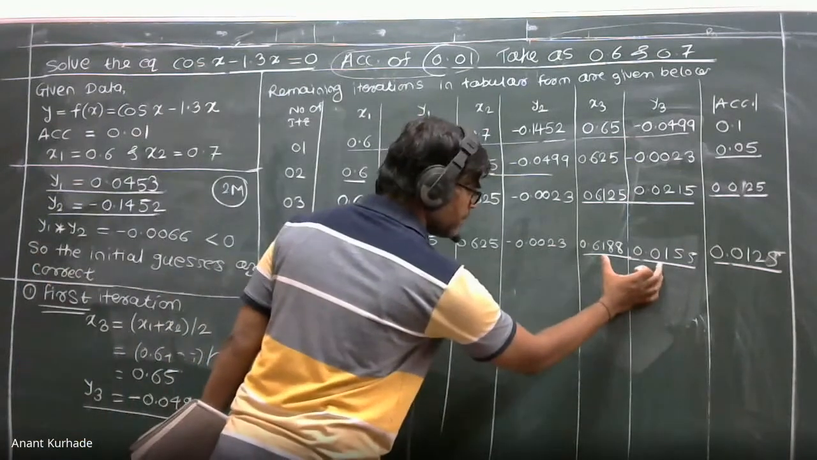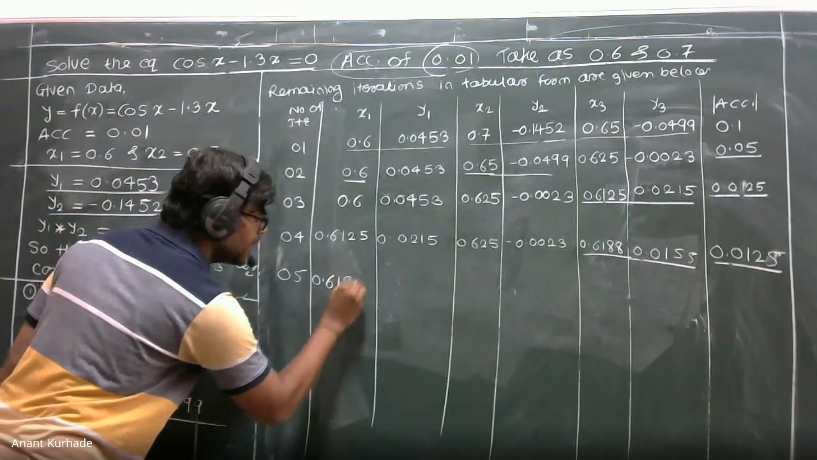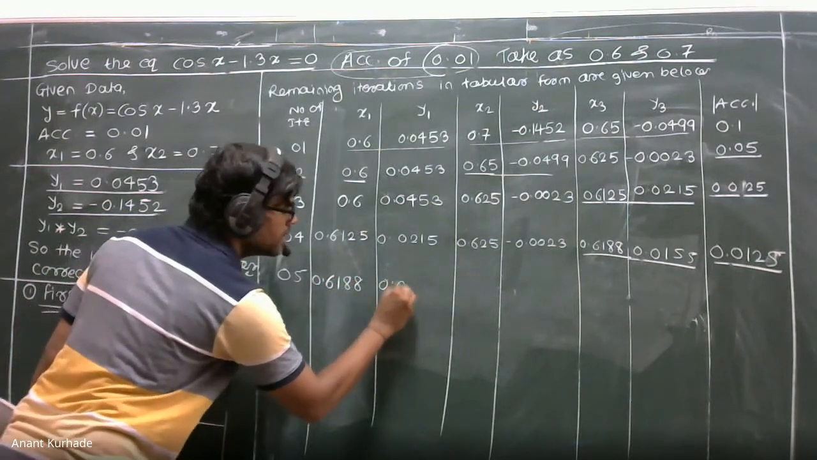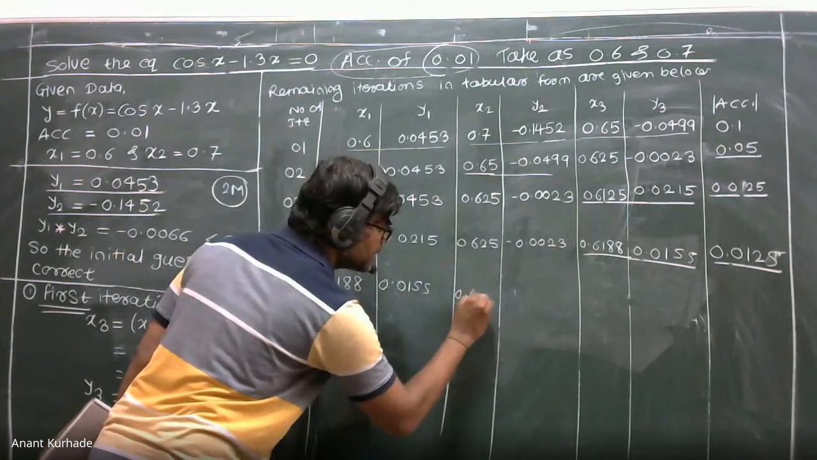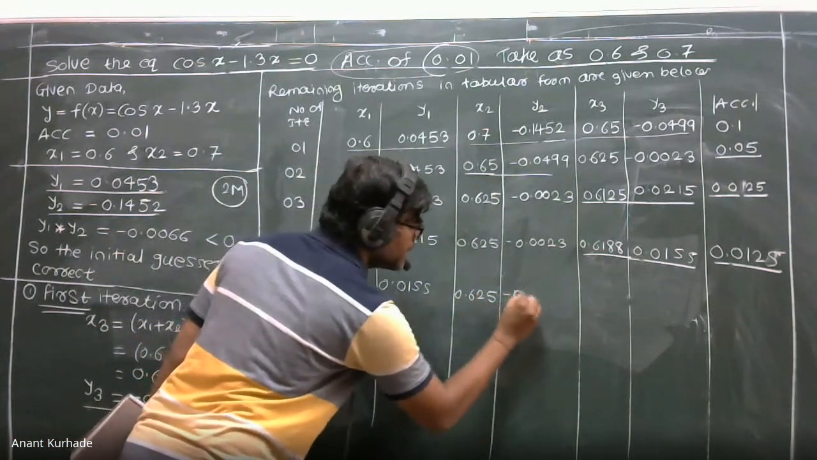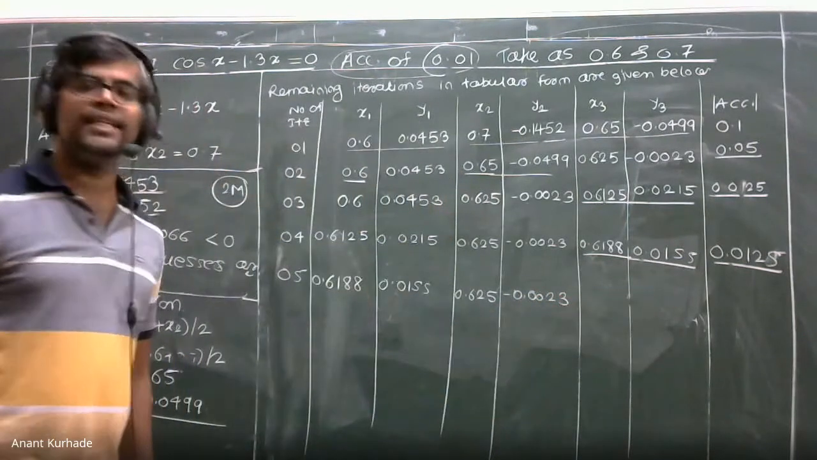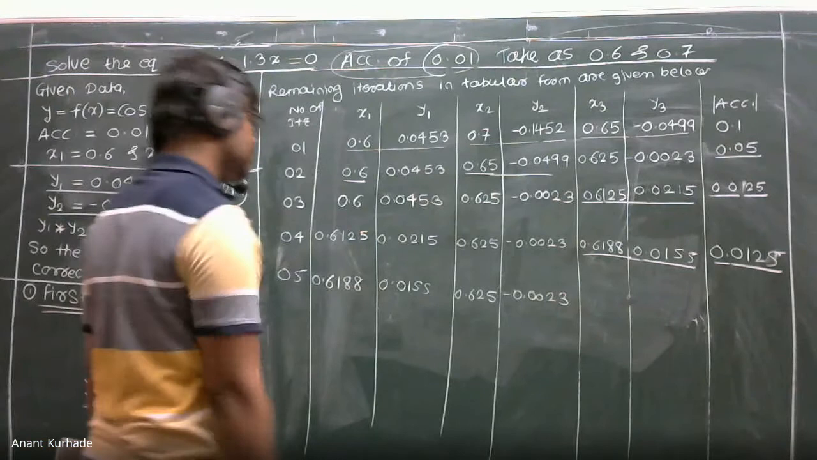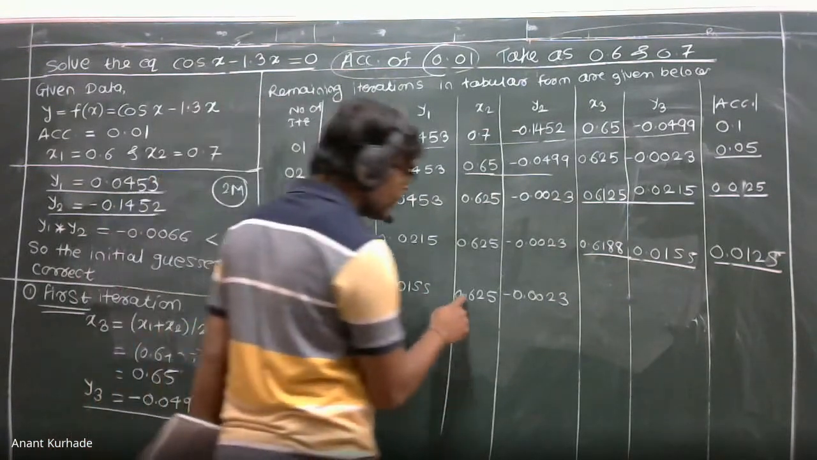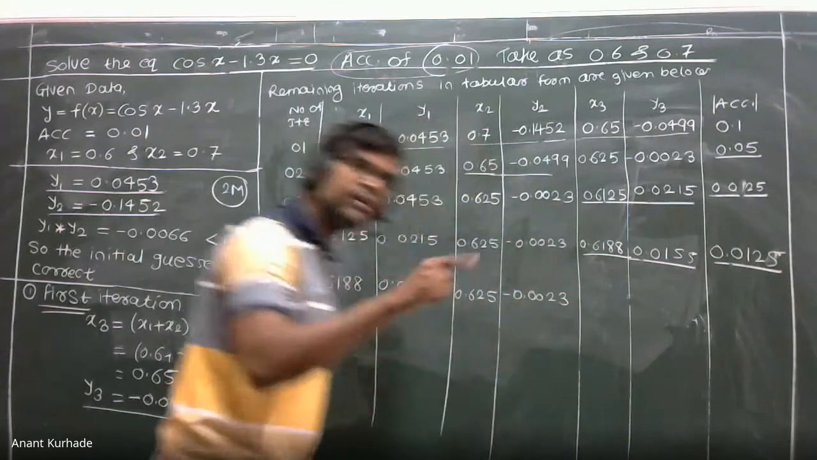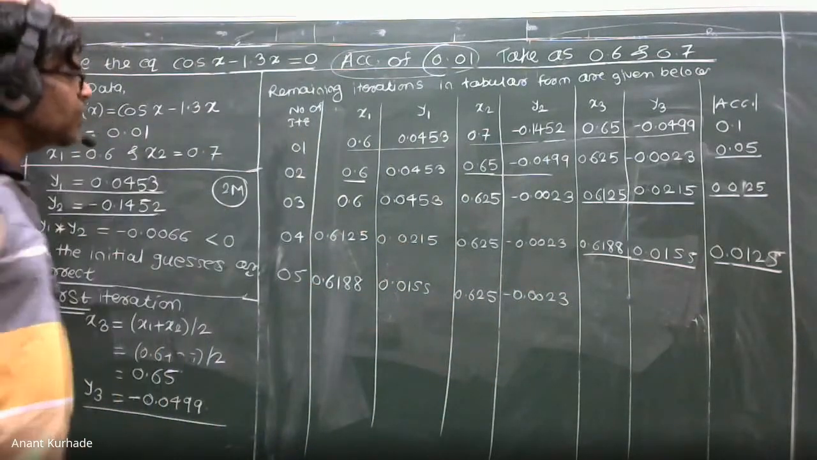So write as it is here 0.6188, 0.0155. This one as it is, 0.625 minus 0.0023. Quickly calculate x3, y3 and accuracy. What is x3? 0.6188 plus 0.625, in brackets, divided by 2. Now tell me what is x3?